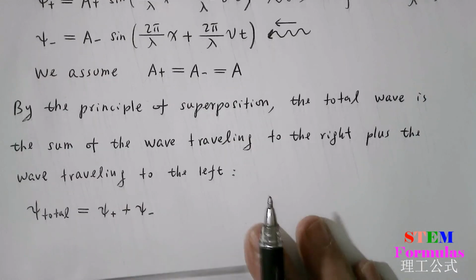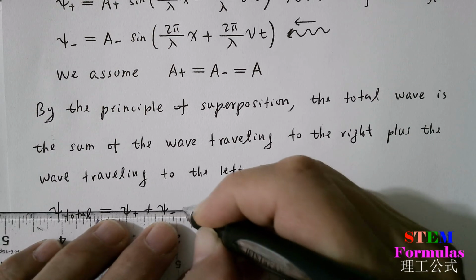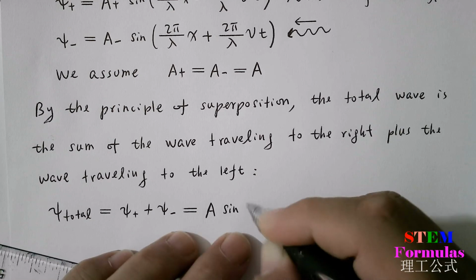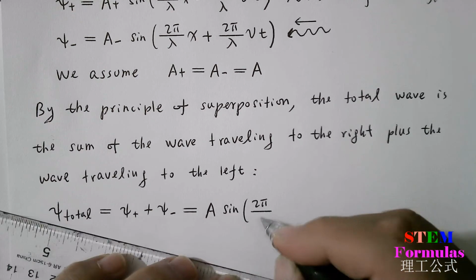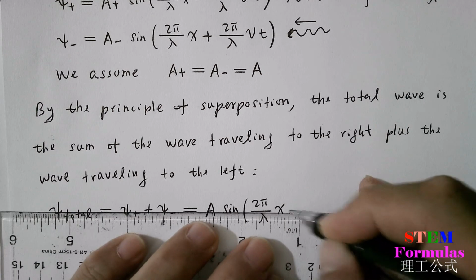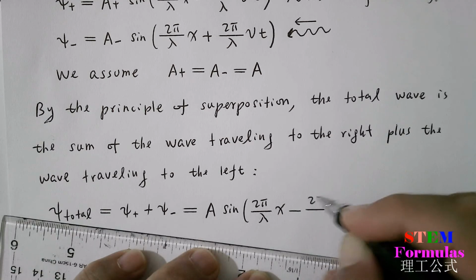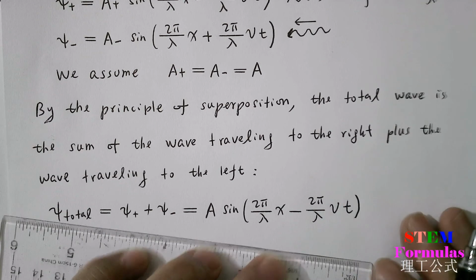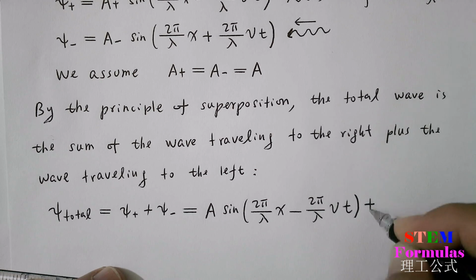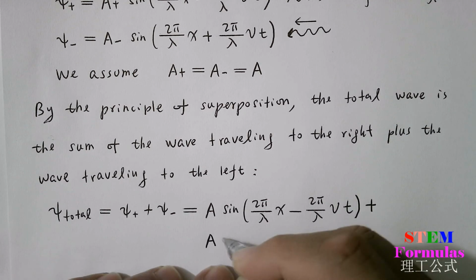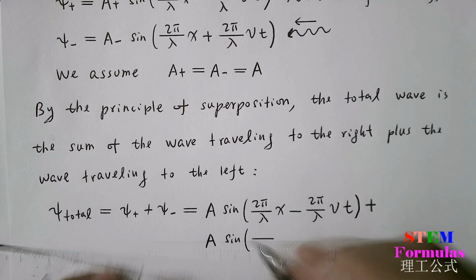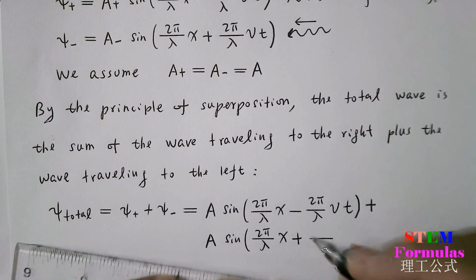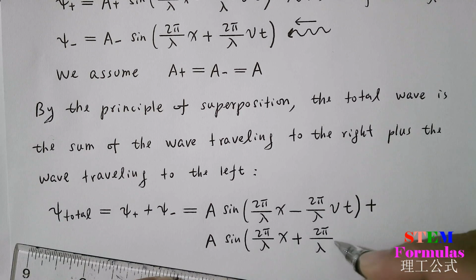This is called superposition. So psi plus plus psi minus equals A sine of 2 pi divided by lambda x minus 2 pi divided by lambda times v times t, plus A sine of 2 pi divided by lambda x plus 2 pi divided by lambda times v times t.